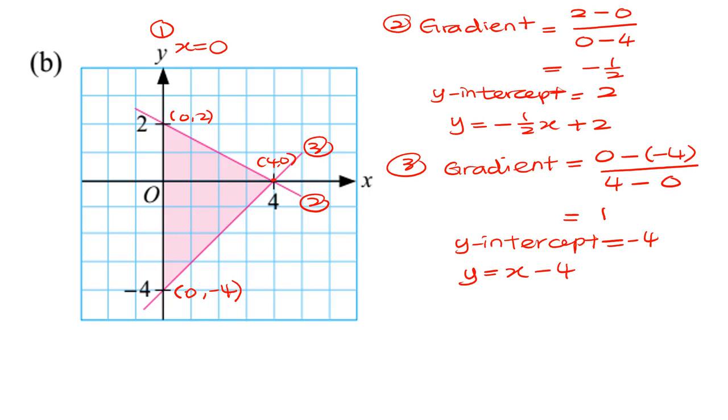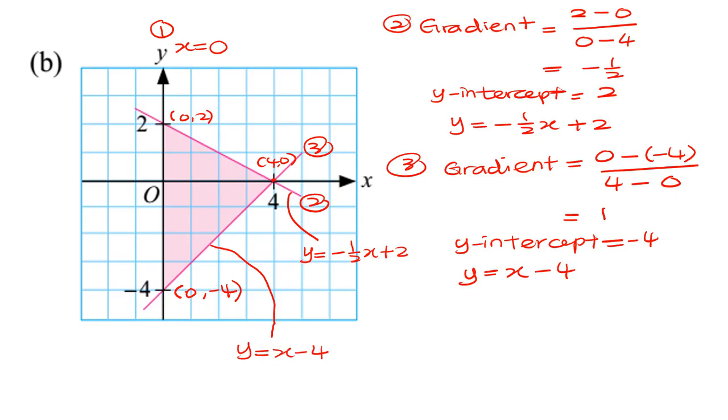Okay, so the second line is y is equal to negative 1 over 2x plus 2. The third equation is y is equal to x minus 4. Okay, now we can write the linear inequalities.